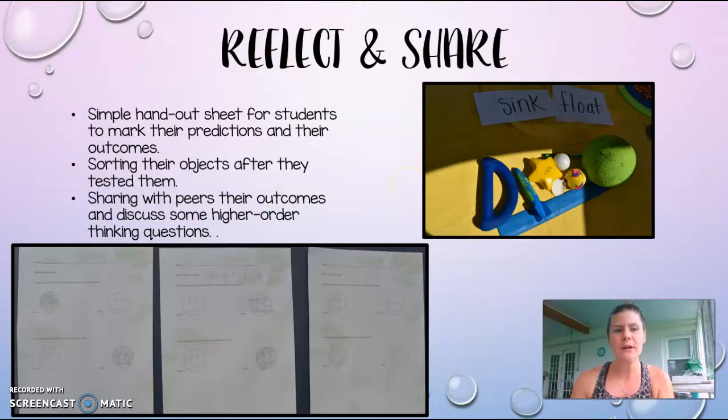Students are going to be sharing with their peers, and we're going to discuss some higher order thinking questions at the end of this activity. Questions such as, do all the objects float the same way or differently? What do they look like? Describe what they do. What would happen if you pushed an object that floated? What if we pushed it down under the water? What would happen? And maybe try it as a whole group. Grab one of the objects that they already sorted, and I can test it out in front of them all.